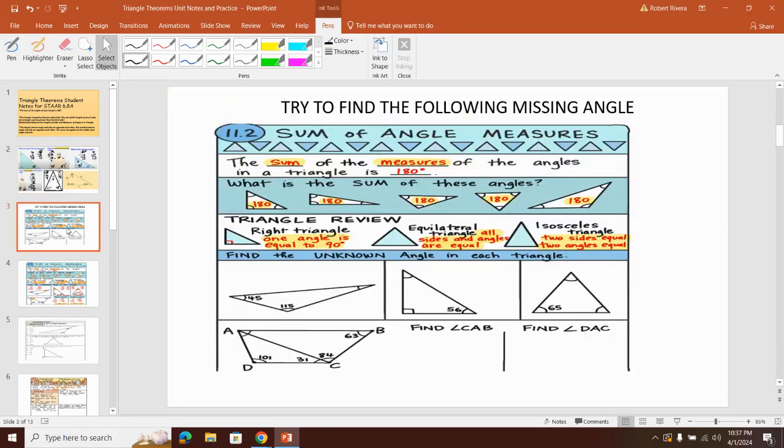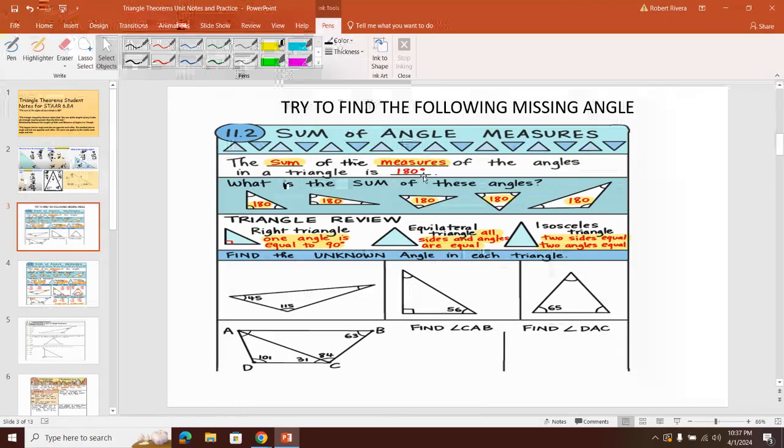Now, here we have the notes. The sum of the measure of all angles in a triangle is always 180. So no matter what the triangle is, those three angles have to equal 180. Okay? Now here's a little review quickly.